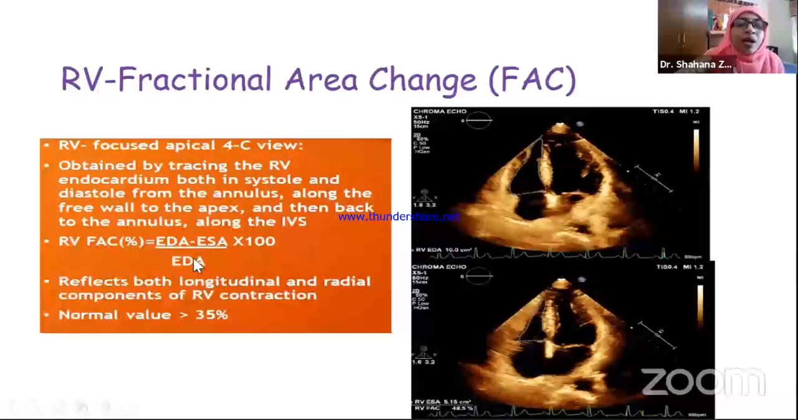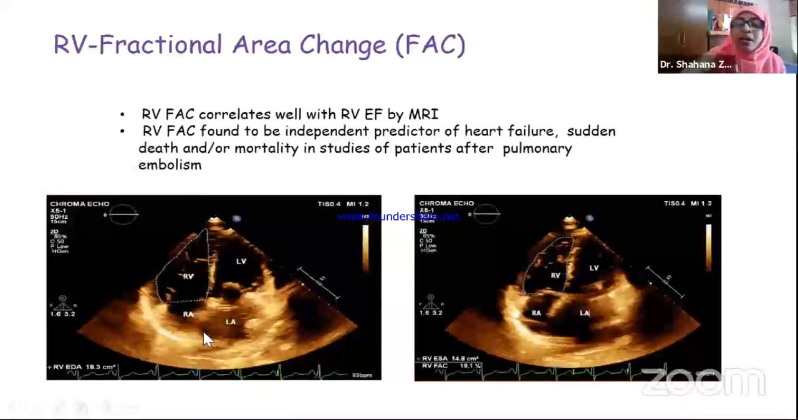Most of the newer, updated machines have software to calculate this formula, and it reflects both longitudinal and radial components of the RV contraction, and the normal value is more than 35%. But when we cannot properly delineate the endocardial border, it is tough to measure the fractional area change. And RV fractional area change correlates with RV ejection fraction by MRI.